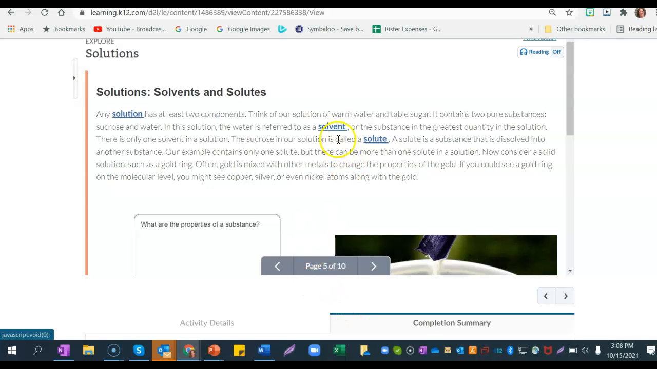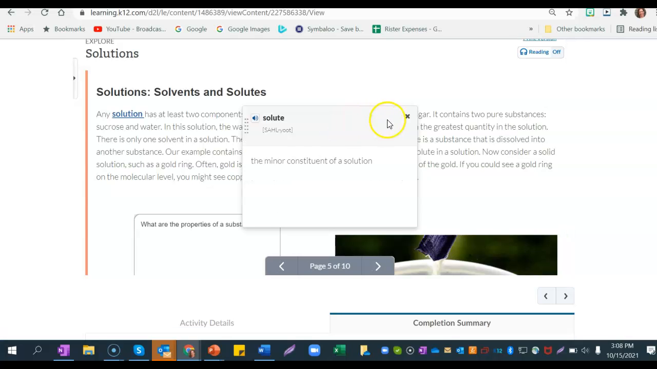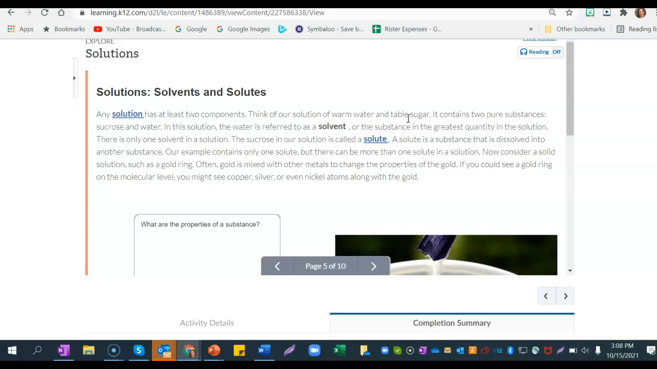Okay, if we remember, solvent, that definition is a major constituent of a solution. So it's the substance that is the greatest quantity. The solvent has the greatest quantity. So that might be something to write down in your notes as well. So there's only one solvent in a solution. So the sucrose in our solution is called the solute. And the solute is the substance that is dissolved into the other substance. Okay, so solute would be like the sugar. You may want to use that example. Sugar water, it has to be warm.